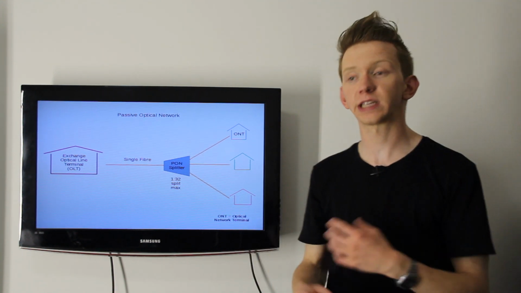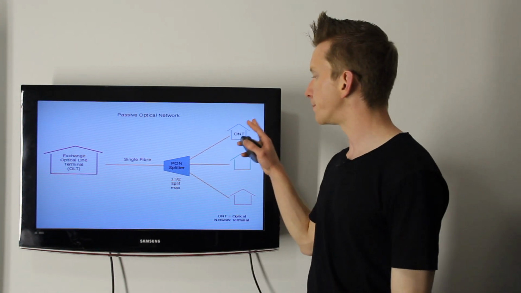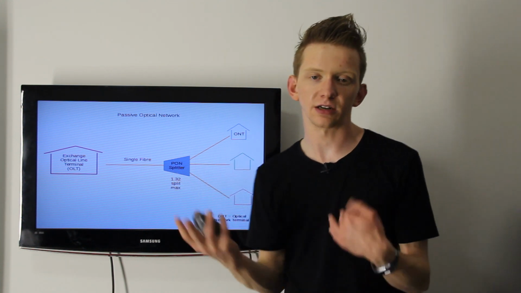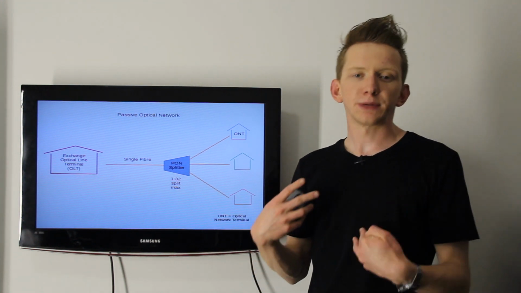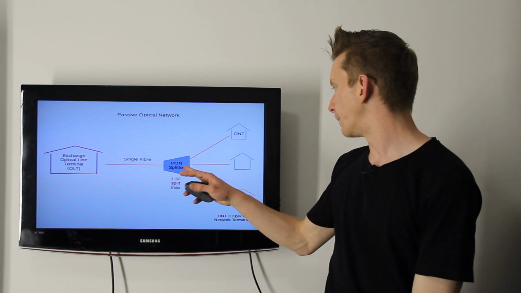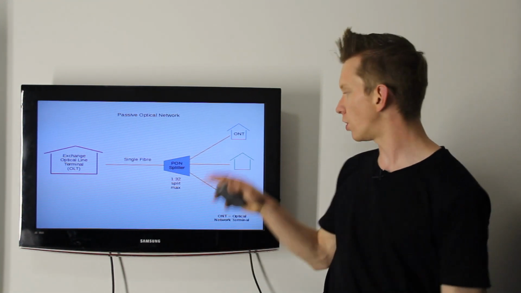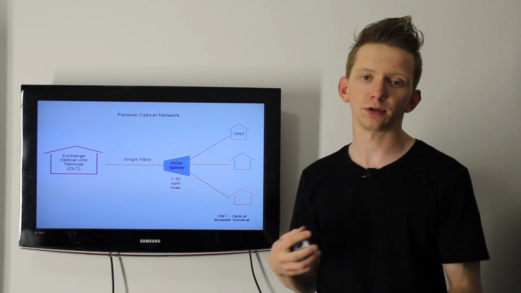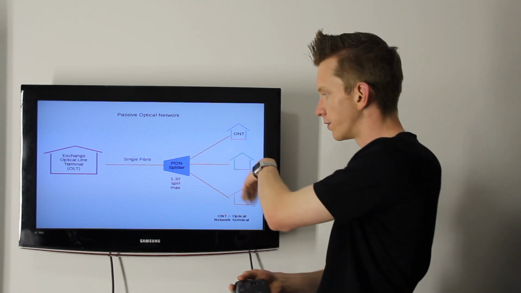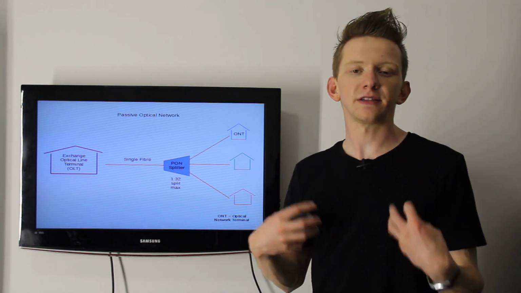The other thing is, from a security standpoint, you are basically broadcasting your data to everyone. The way that this is mitigated is that the traffic to your unit is encrypted. So only your optical network terminal will be able to read it. So it's scrambled for the other ones. And that's how it works.